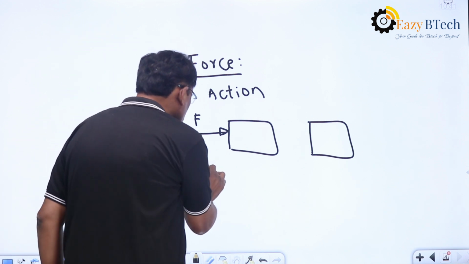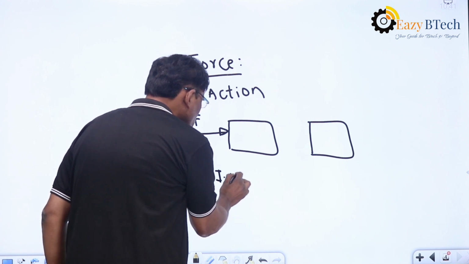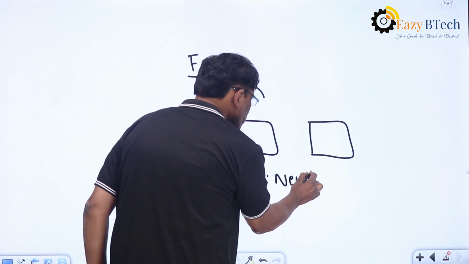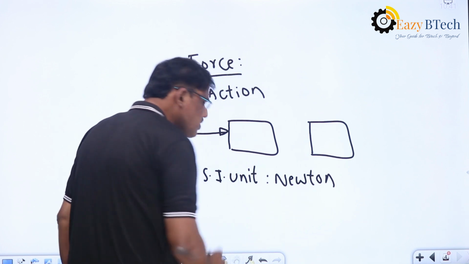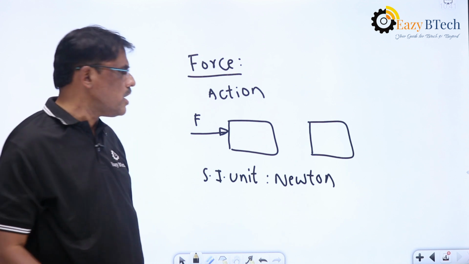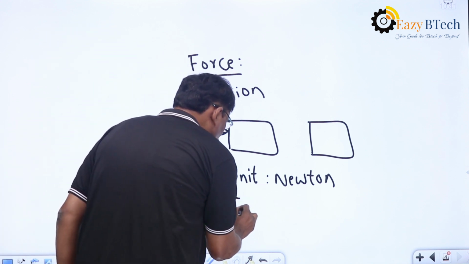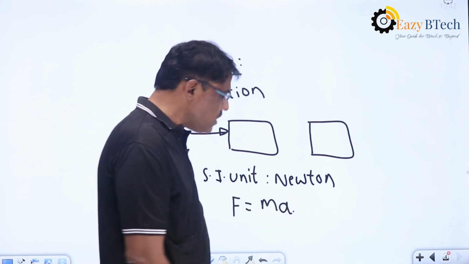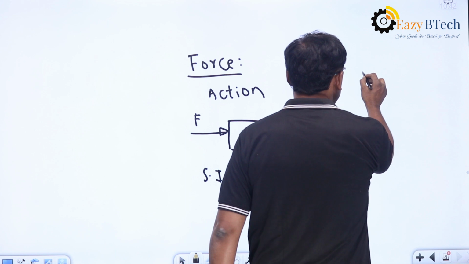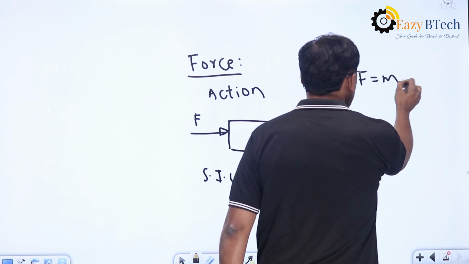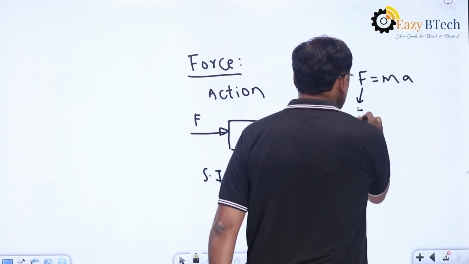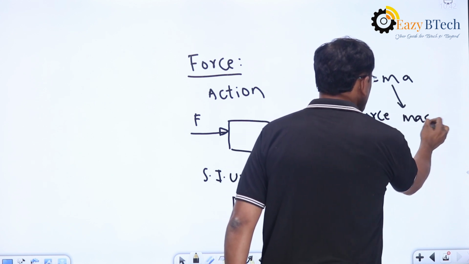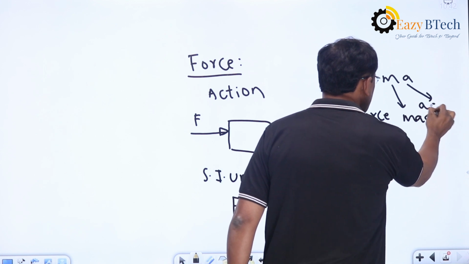The SI unit for force is Newton. And force is defined from Newton's second law, F is equal to ma. And how is 1 Newton defined? Here F is equal to ma, where F is the force, m is the mass, and a is the acceleration.